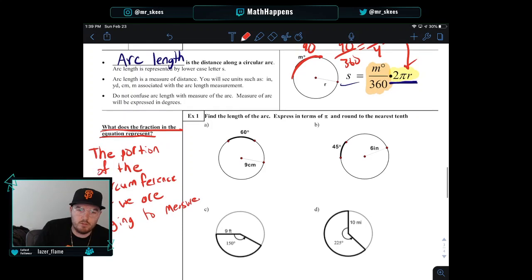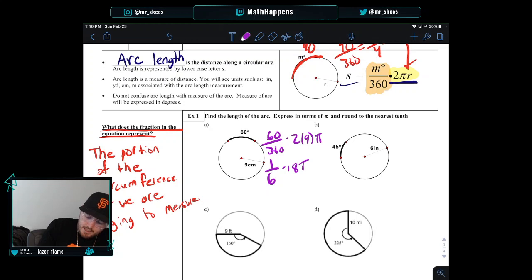That's why we use the angle. The angle tells us what portion of the circle we want. Do we want half, 2/3, 4/5? How much of the circle do we want? The angle, the measurement of the arc in degrees tells us. So we want 60 of the 360 times 2r pi. So we want 1/6 of 18 pi.